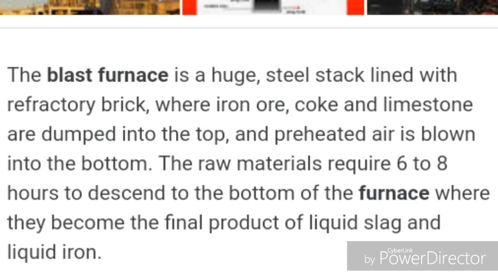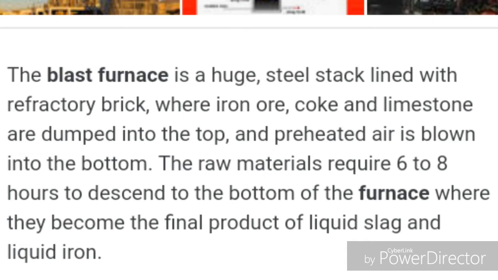The blast furnace is a huge steel stack lined with refractory brick where iron ore, coke and limestone are dumped into the top and preheated air is blown into the bottom. The raw materials require 6 to 8 hours to descend to the bottom of the furnace where they become the final product of liquid slag and liquid iron.